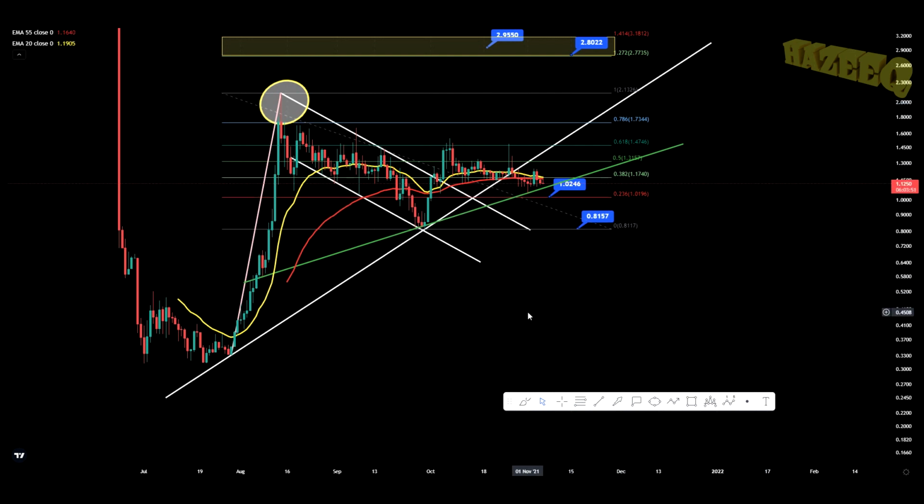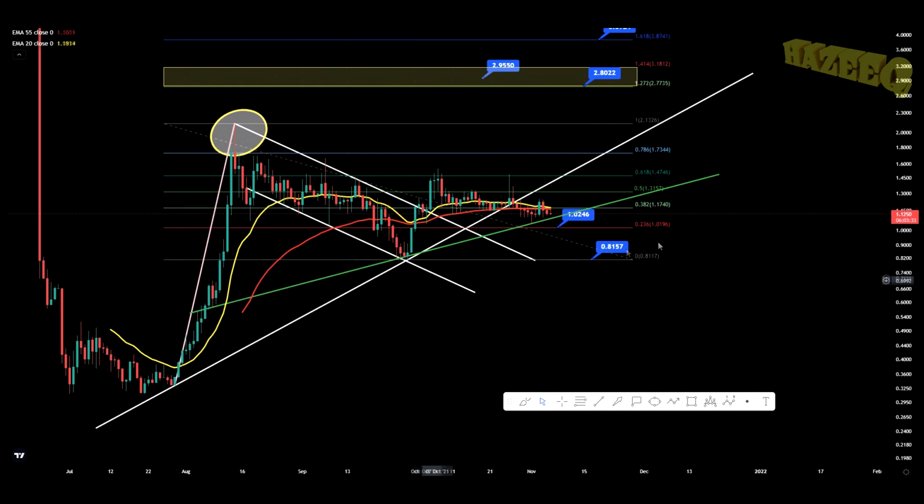Today we're taking a look at Covalent CQT against USDT on KuCoin via TradingView. So we are on the daily chart. I do want to say that I'm not a financial advisor. If you want to buy crypto, you should do your own thorough research before doing so. And yeah, do your research.